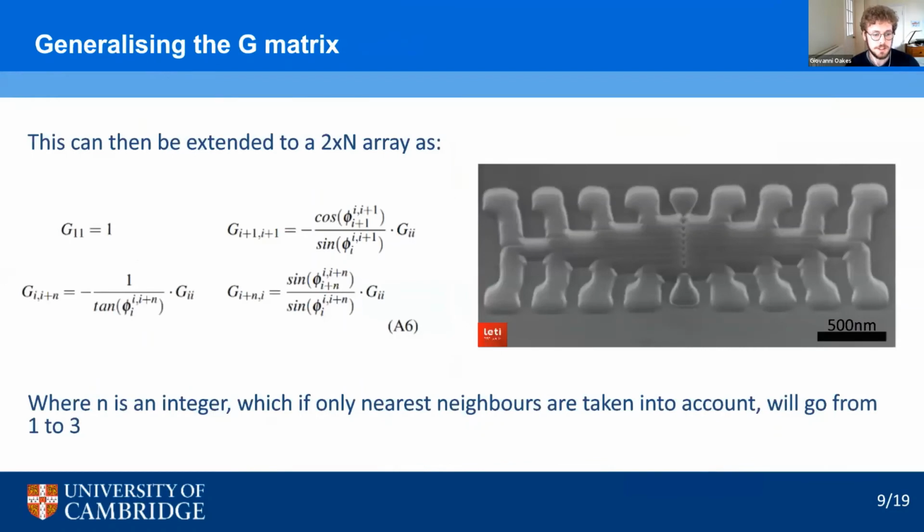So here we can see how this gate voltage matrix can be extended. Here we have an equation to extend it to a 2xn array, and here we have an image of what such an array might look like. Here we have a 2x8, which theoretically could act as a logical qubit. And then we can have this in a sort of grid-like structure where we could then implement our surface code and obtain quantum error correction.